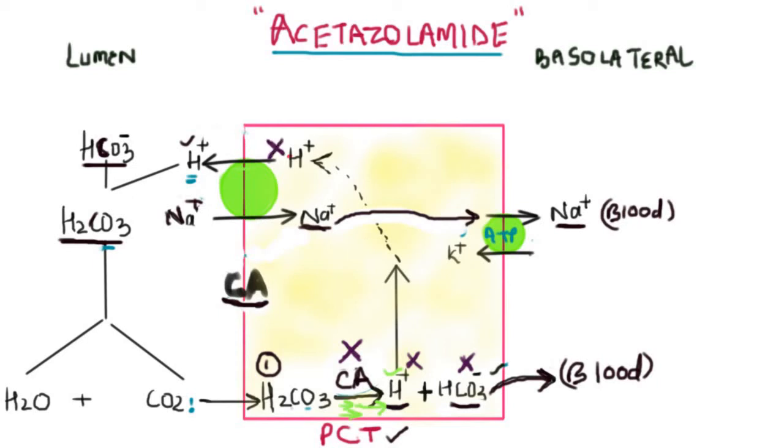As a result, H positive ion will never be transported into the luminal side, and since H positive is not transported into the luminal side, the sodium will not be reabsorbed from the luminal side. Therefore neither the sodium nor the bicarbonate ions are reabsorbed from the luminal side. So sodium will stay in the lumen and bicarbonate will stay in the lumen and they will be excreted.